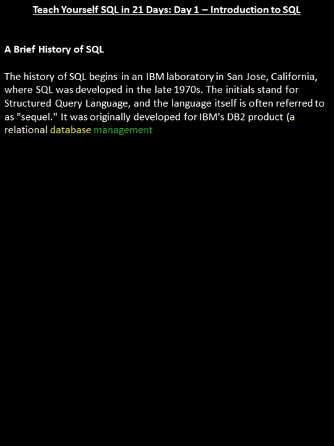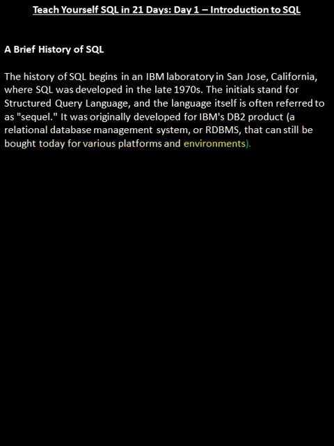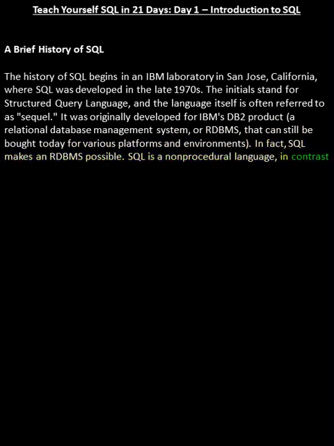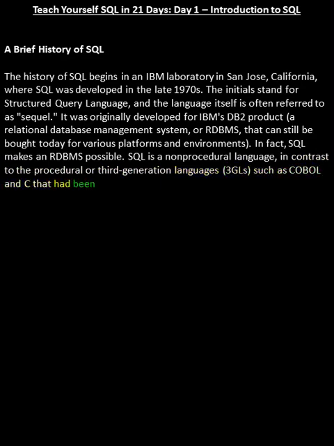The history of SQL begins in an IBM laboratory in San Jose, California, where SQL was developed in the late 1970s. The initials stand for Structured Query Language, and the language itself is often referred to as SQL. It was originally developed for IBM's DB2 product, a relational database management system, or RDBMS, that can still be bought today for various platforms and environments. In fact, SQL makes an RDBMS possible.